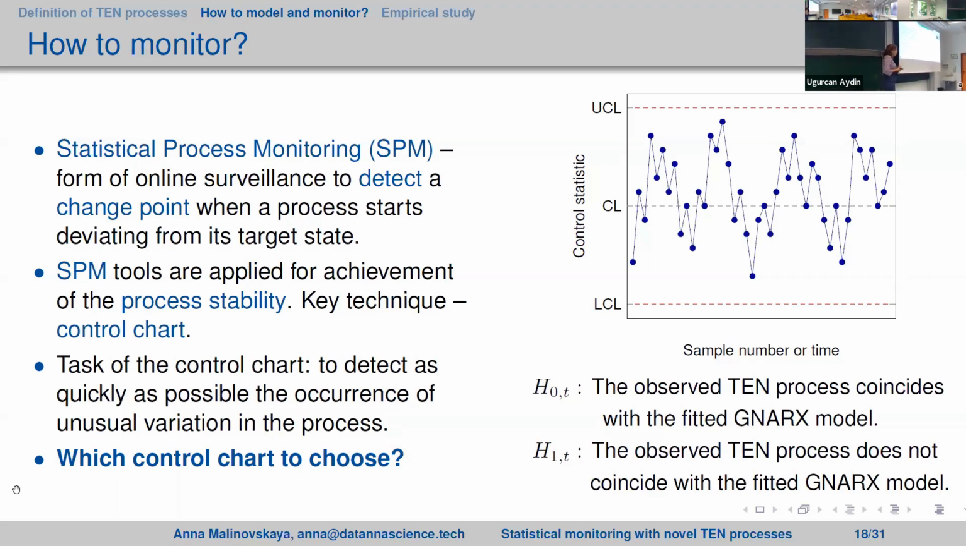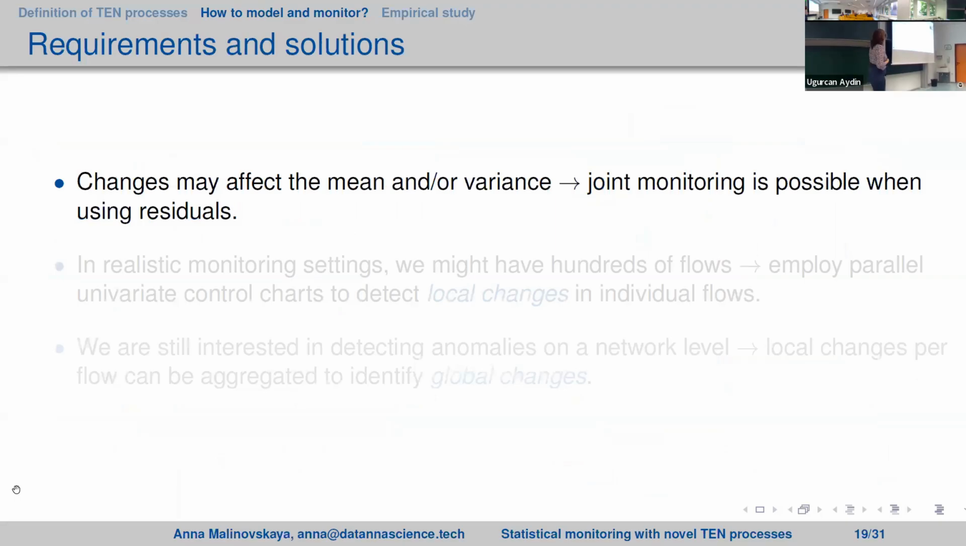The question now is which specific control chart to use, because there are several options. And for that, we can discuss the requirements we have. The first requirement we want to satisfy is that we don't want to think about where the change might happen, whether it is in the mean, the variance, or some kind of mix, which can then be detected. That's why we want a control chart that can do this joint monitoring.